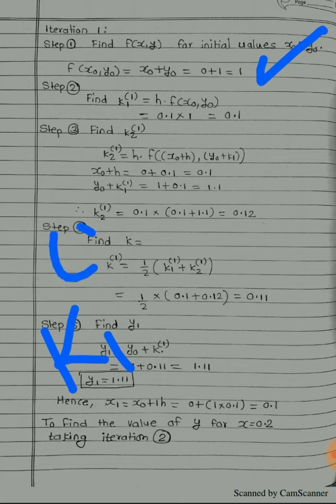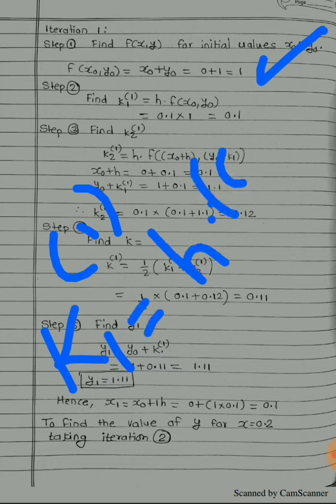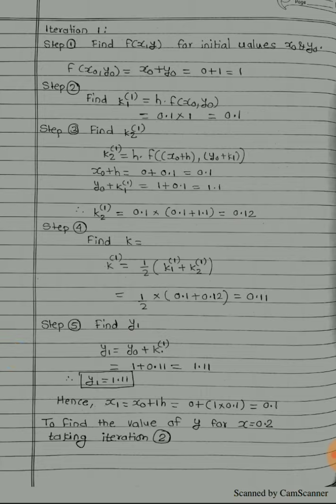In the second step, I am supposed to calculate k1. k1 of 1 I am saying. k1 of 1 will be given by h into f of x0, y0. So f of x0, y0 just now I have calculated. h value is known to me. I will put these values in the given equation. I will find k1. So k1 I have got equal to 0.1 into 1, that is 0.1.